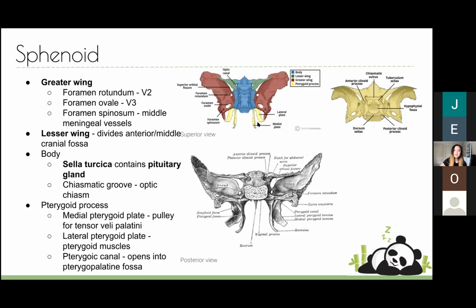Your pterygoid process is less important, but you have two plates. You have a medial plate and a lateral plate. Your medial plate acts as a pulley for the tensor veli palatini, which pulls your soft palate up. Your lateral pterygoid plate is an attachment site for some pterygoid muscles. And you've got a canal as well that opens into the pterygopalatine fossa. Not too important to know the details of that, but cool to know that exists.